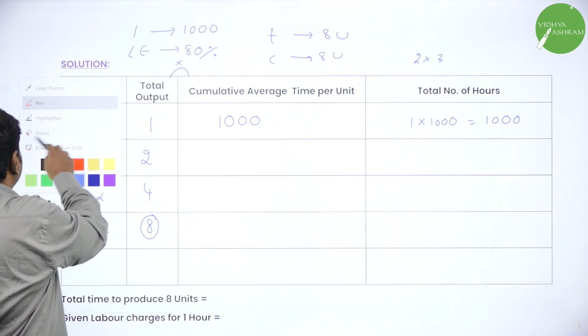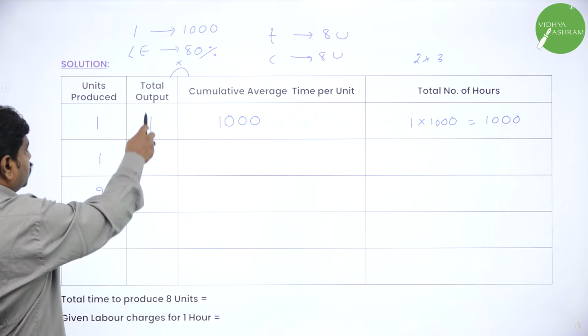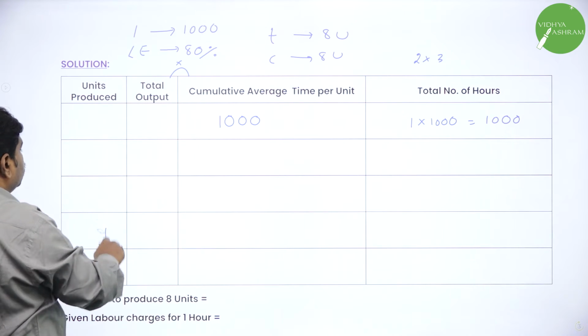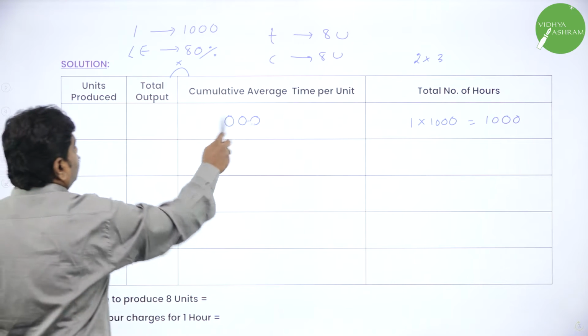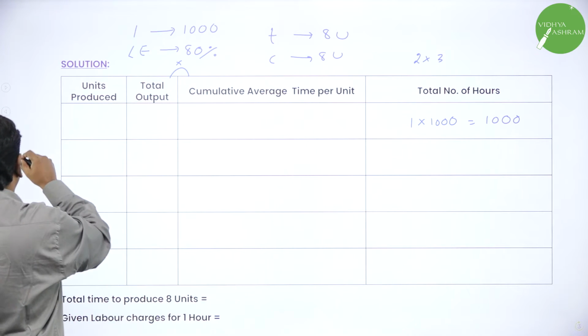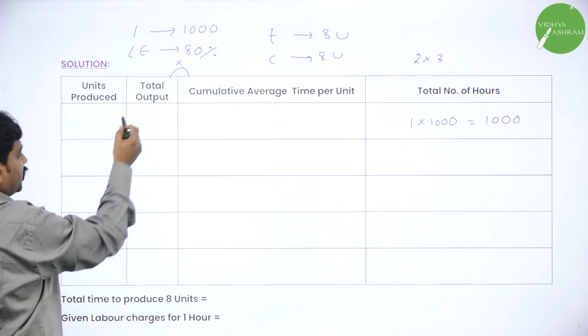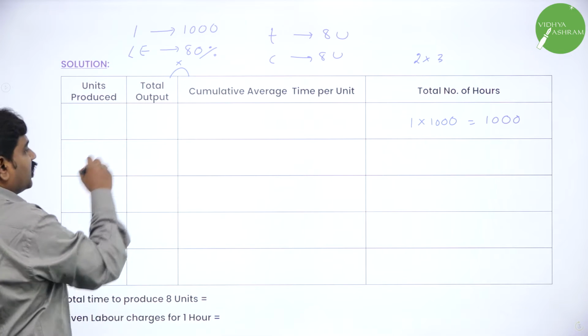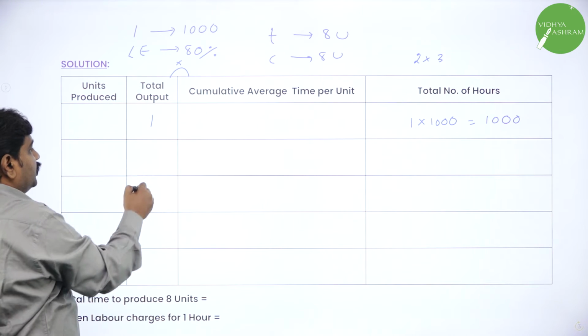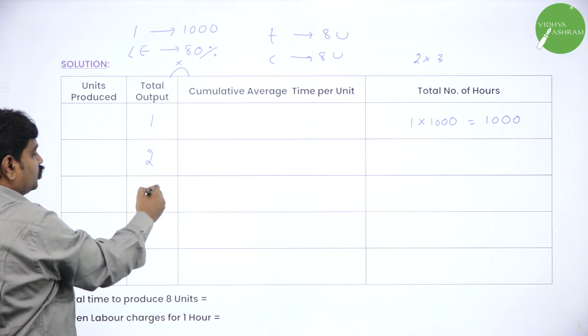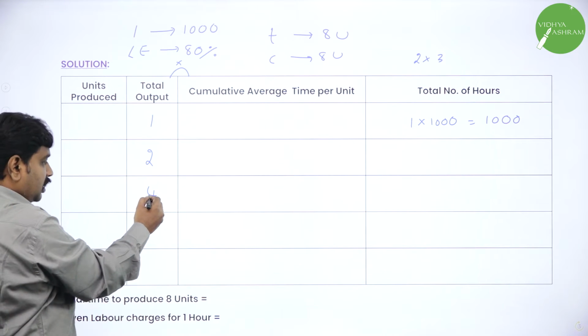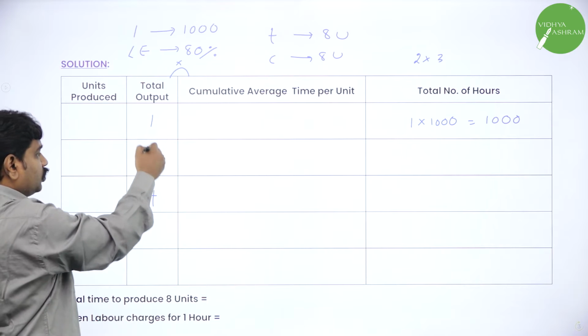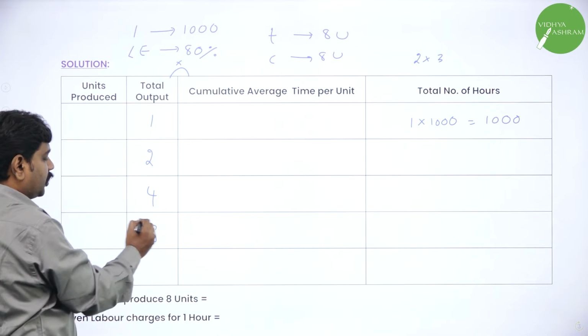Then I told you how to fill this. Let me repeat how to fill this. First I'll ask you to fill the second column, which is easier. So the second column can be filled easily. How to fill the second column? Go on doubling the first unit: 1 into 2 is 2, 2 into 2 is 4, 4 into 2 is 8, stop it.